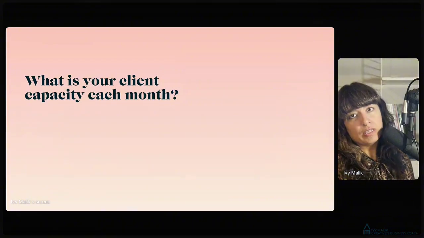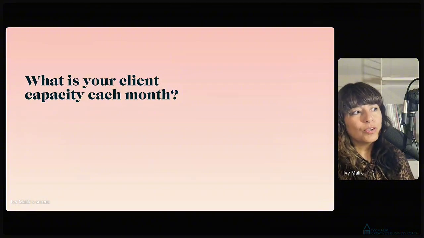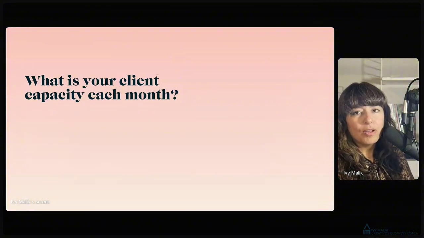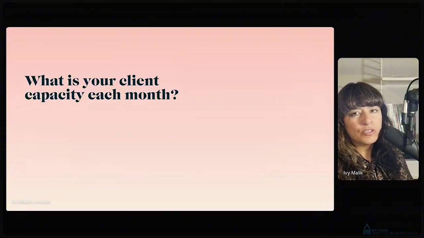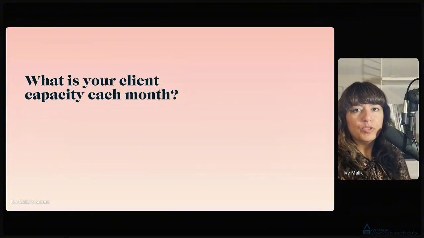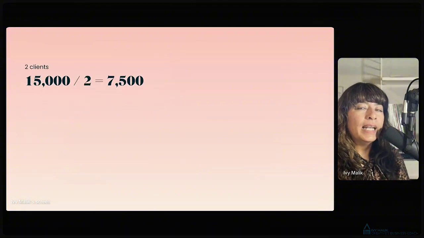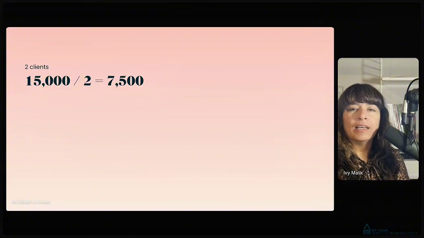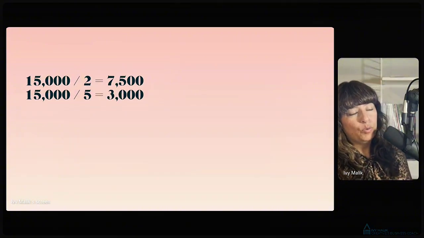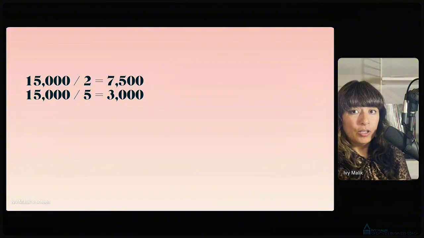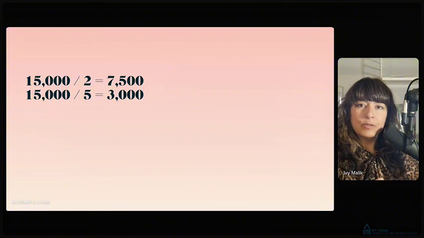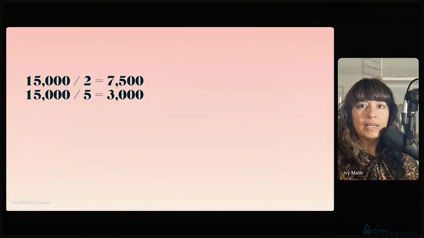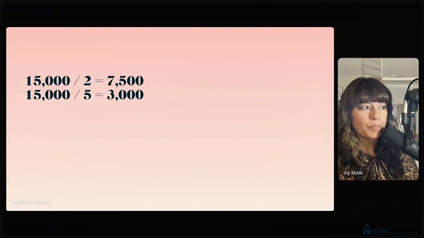So ask yourself and scribble down on your beautiful notebook, what is your client capacity each month? How many people are you able to serve at a very high level, at a very beautiful and complete level, so that they're happy and satisfied? Now, if you can take 2 clients, you'll divide your 15,000, which is your required minimum, divided by 2, and you'll get 7,500. Now, if you had 5 people that you can serve, it would be 3,000. This will give you an indication of what your pricing floor needs to be for each client that you secure.